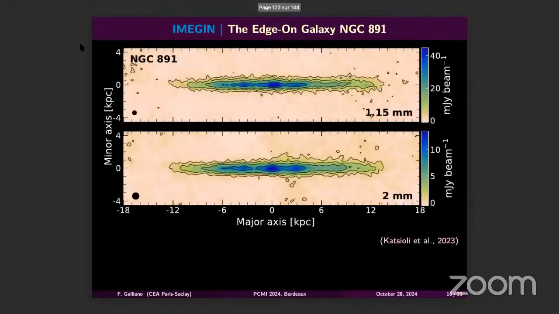We also have another PhD student who looked at this edge-on galaxy, NGC 891. You see it at 1.2 and 2 millimeters. That's really the disk. It's at 89 degrees inclination.